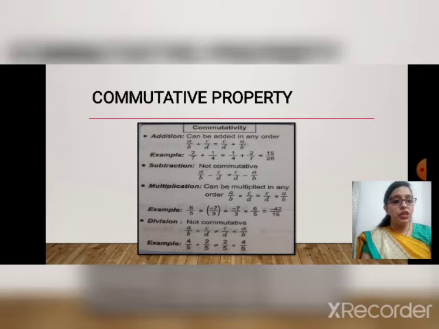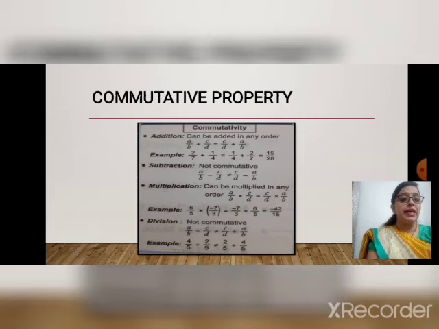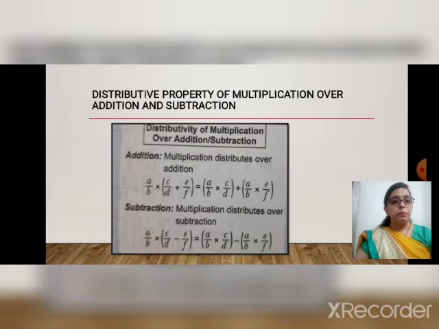In multiplication, yes, numbers can be multiplied in any order. A/B into C/D is equal to C/D into A/B. You can see the example. Same with division, it is not applicable, because A/B divided by C/D is not equal to C/D divided by A/B. You can take other examples also to see whether it is applicable or not.